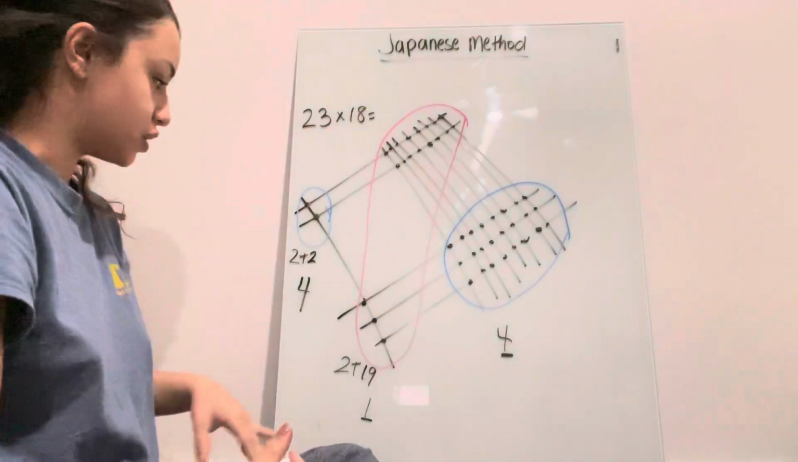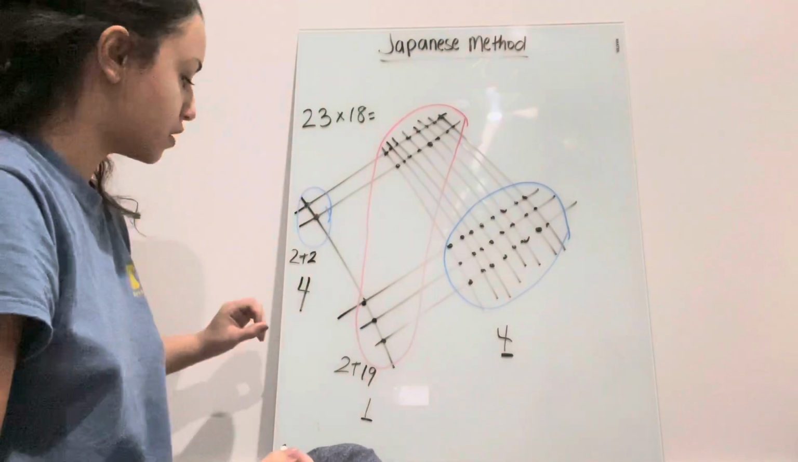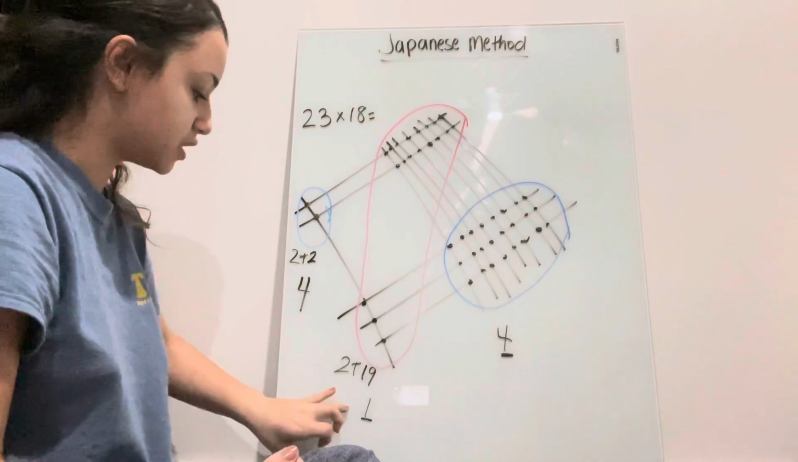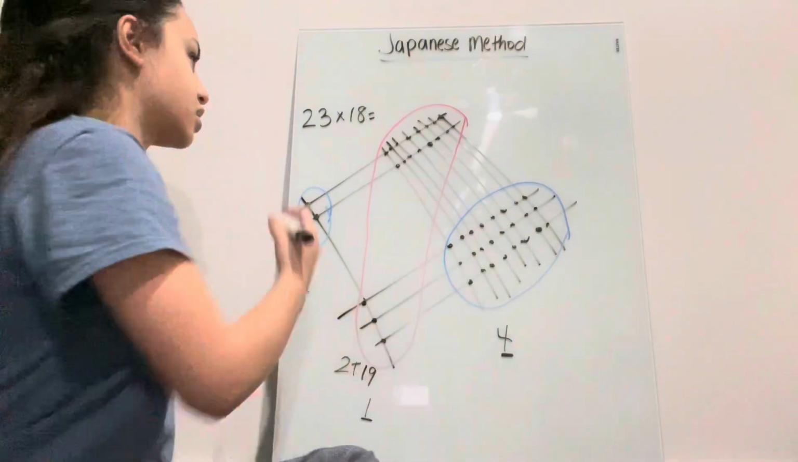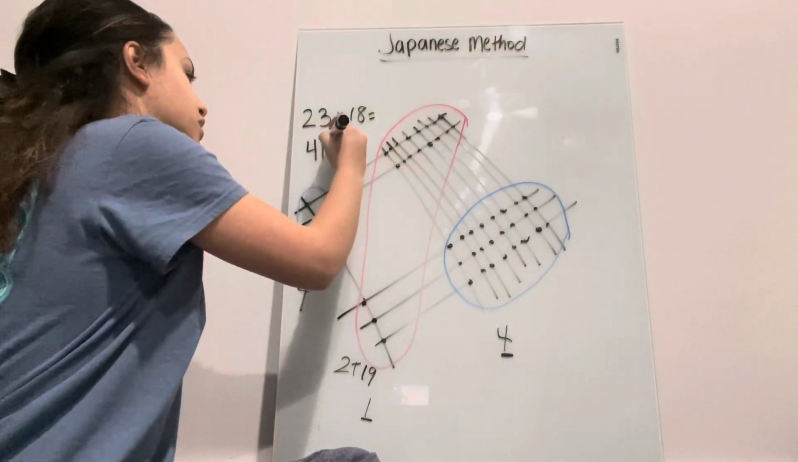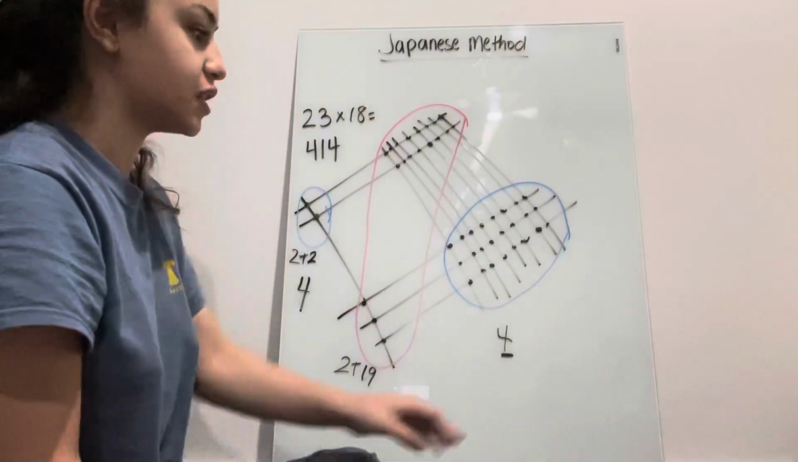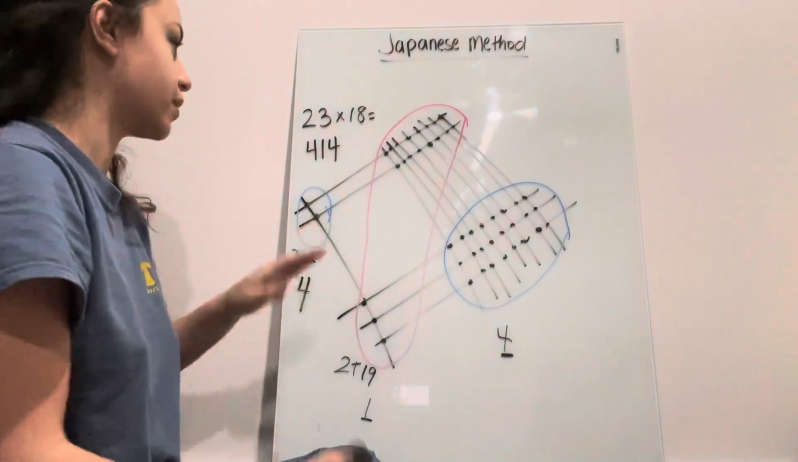When you get all your answers, you're going to arrange the numbers. This is your first number, second number, and third number. This is your hundreds place, tens place, and ones place. So you get 414. This is also why this is group 3, group 2, and group 1.